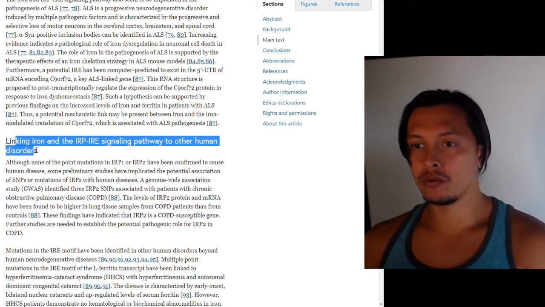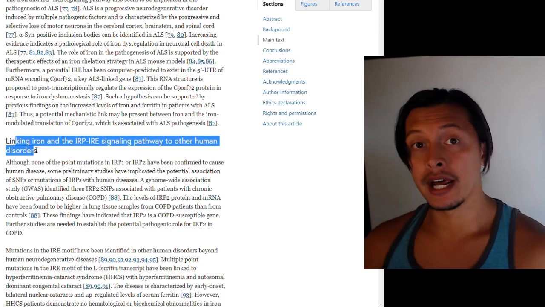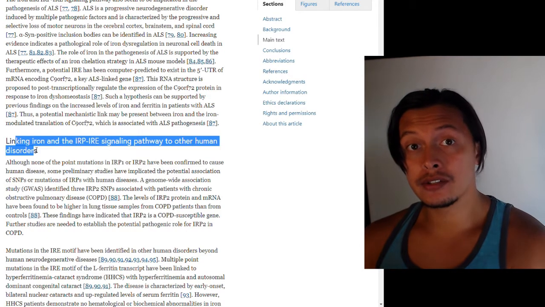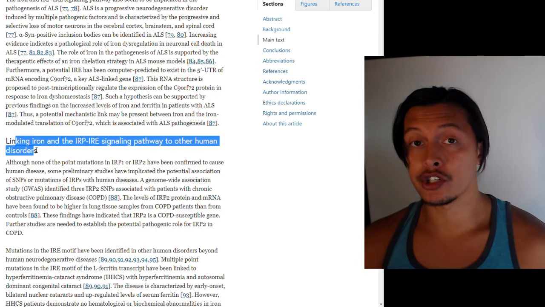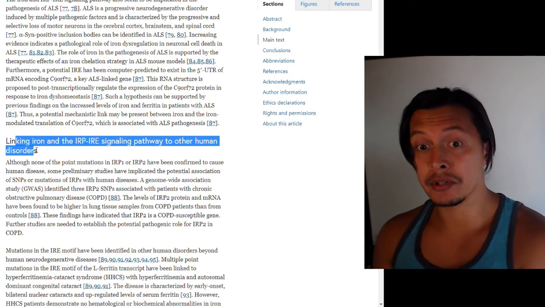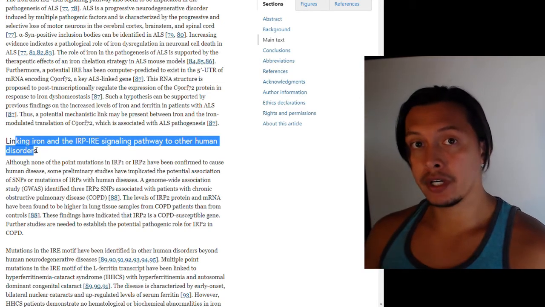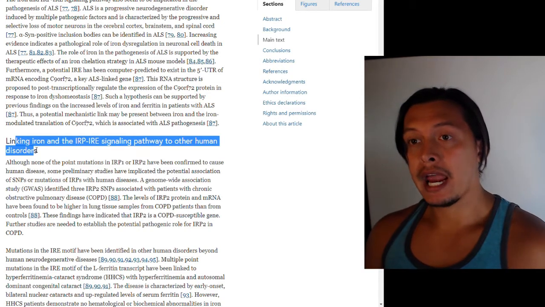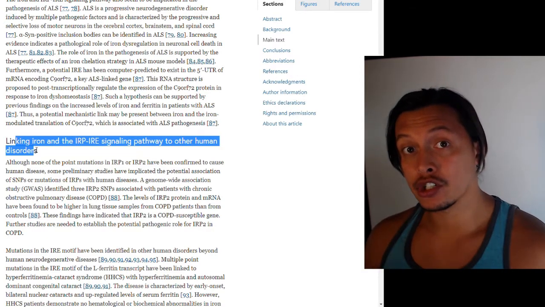But the note that I want to make is that it is very possible that the accumulation of iron is causing the iron dysregulation, or the iron dysregulation is causing the accumulation of iron. Either way, we are getting a buildup of iron in the brain. And this buildup of iron is then going to screw up the translation of a lot of the mRNAs that are within your brain.